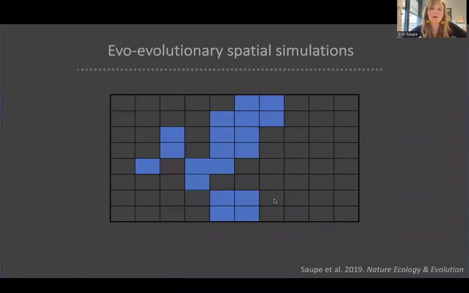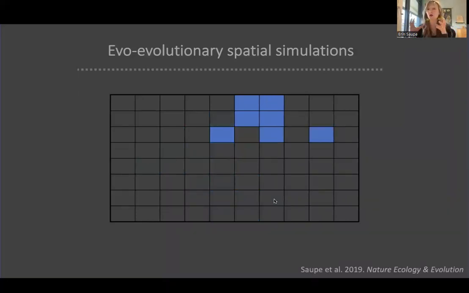I used, as I said, a spatial modeling framework to get at this, and I specifically used virtual species. These virtual species could move about the landscape, and this landscape was divided into grid cells. The species could move about based on an assigned dispersal ability, and they could only occupy grid cells that were climatically suitable for them.